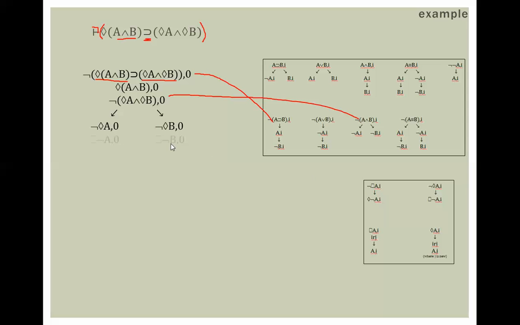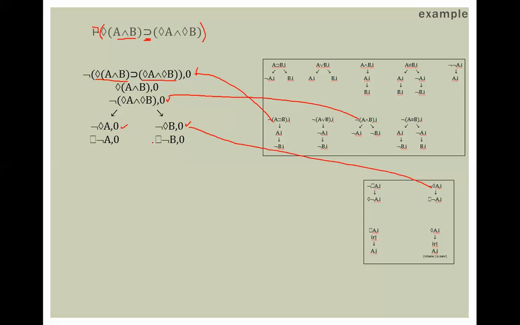So I have the not diamonds. Those are easy to swap out, right? I just use this rule to get them to the box rule. So not possibly A is the same thing as necessarily not A, and not possibly B is the same thing as necessarily not B at 0. So I have these, this is done, and this is done, and this is done. Of course that's done too. Well, now I have these boxes, and there's nothing you can do with the boxes unless you have the world related to some other world. So you can't do anything with these just yet.